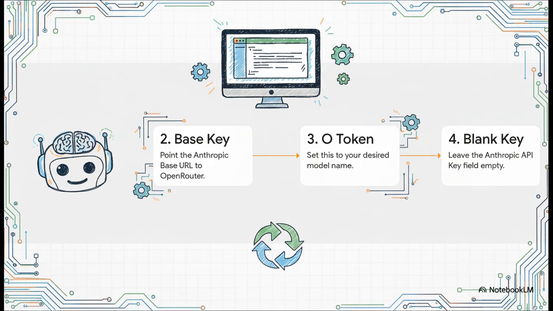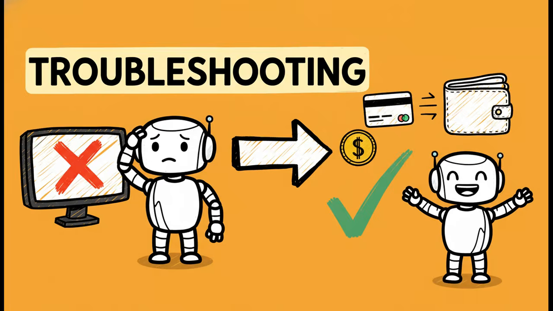First, you'll paste in your OpenRouter API key. Second, you have to change the Anthropic base URL, that's the company that makes Claude, and point it to OpenRouter instead. Third, you set the model name you want to use. And fourth, and this one is super important, you have to leave the original Anthropic API key field completely blank. And here's a little pro tip, a common gotcha that comes up.